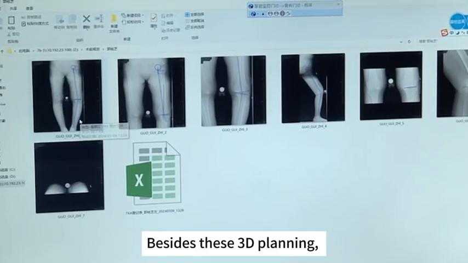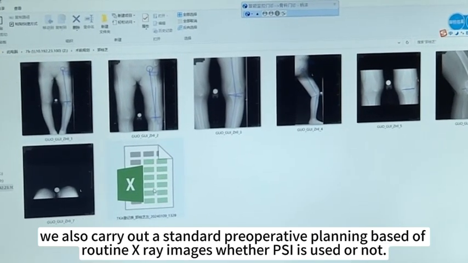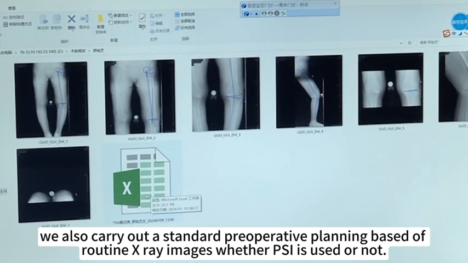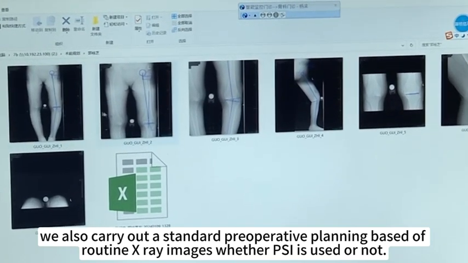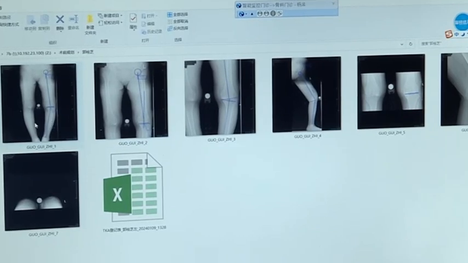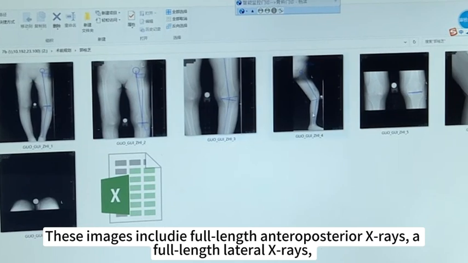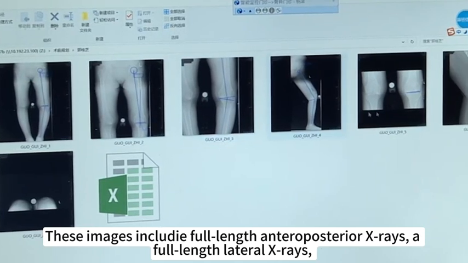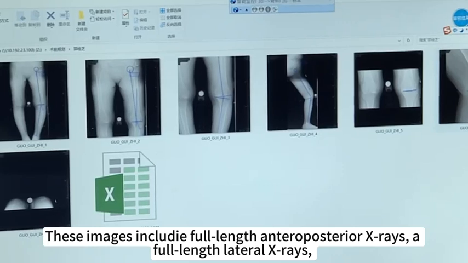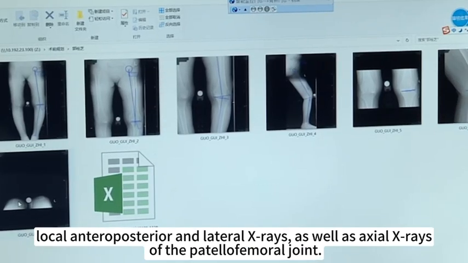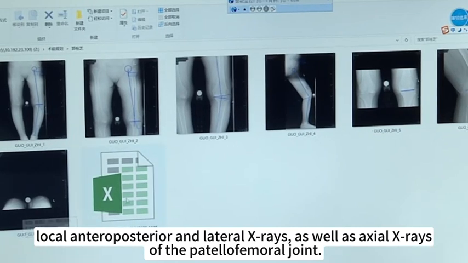Besides these 3D planning, we also carry out a standard preoperative planning based on routine X-ray images, whether PSI is used or not. These images include the full-length anteroposterior X-rays, full-length lateral X-rays, local anteroposterior and lateral X-rays, as well as axial X-rays of the patellofemoral joint.